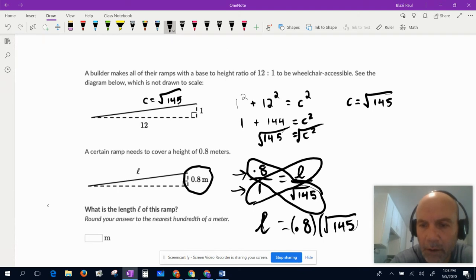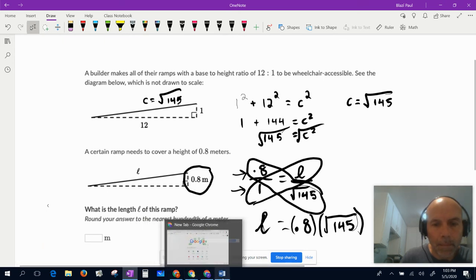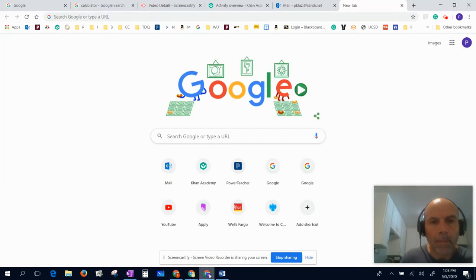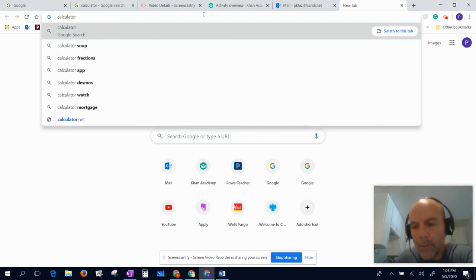So we're just going to type that into our calculator, okay? I really need to just put a quick link in on my bookmarks bar.